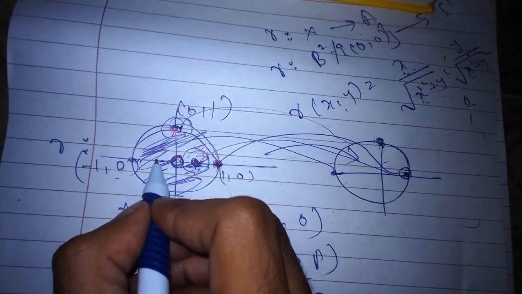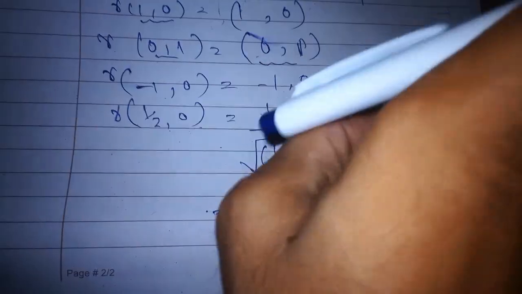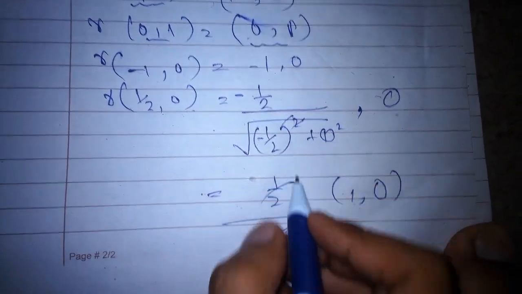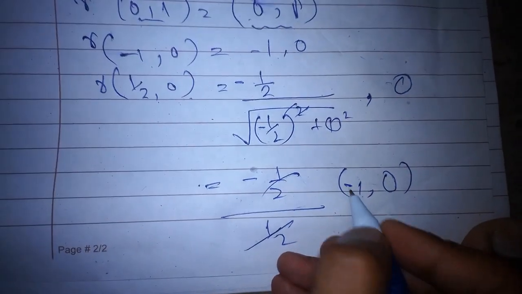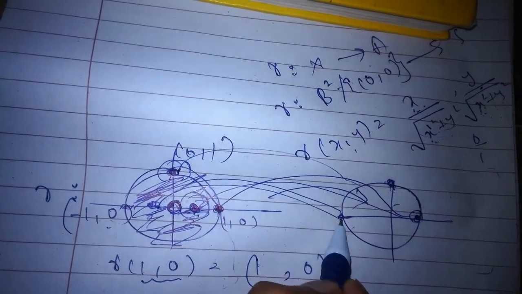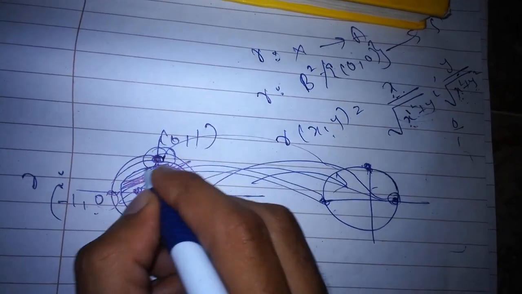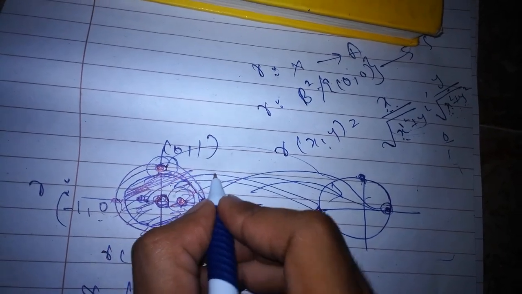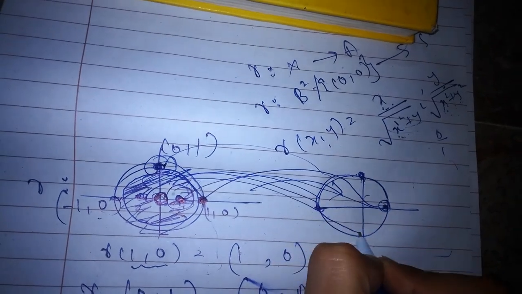If we substitute minus 1 upon 2 comma 0, minus 1 upon 2 divided by the square root of 1 upon 2 squared is minus 1. So we will get minus 1. If we substitute this point, we will get output here. So we can check every point in this disk except the origin. Every point lies on the boundary of this disk, which means on the circle.